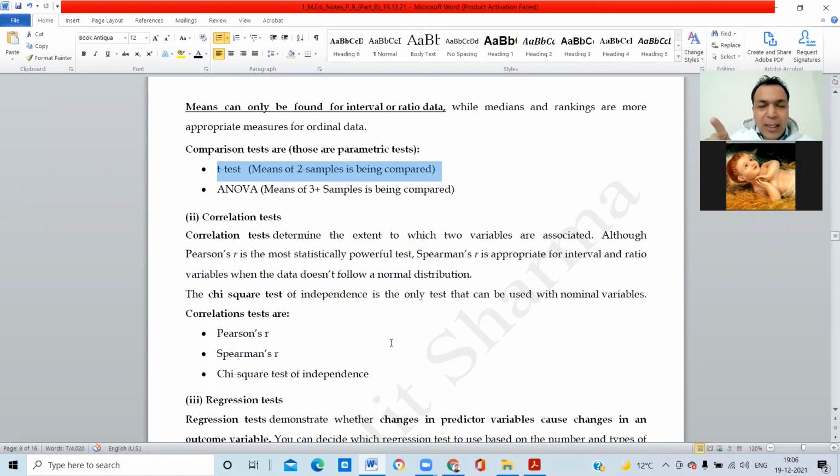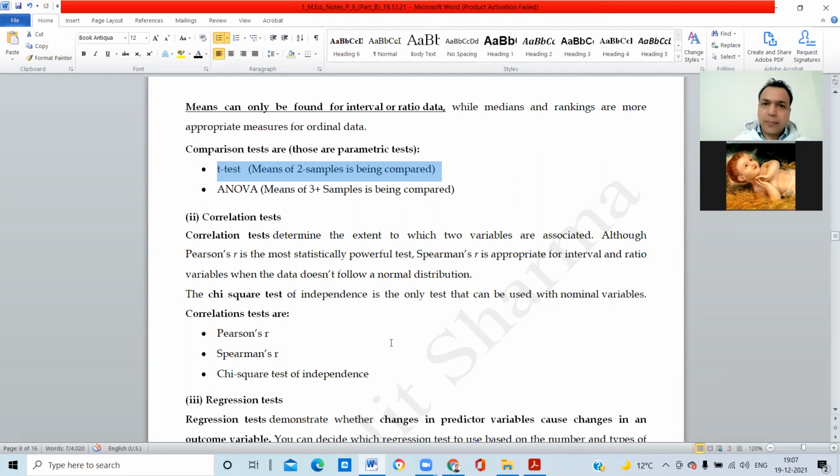When you compare the 7th class result of a convent school with a CBSE school or with the Punjab School Education Board, the 7th class students of the CBSE board, then there are two samples. When you want to see which school is better, which result is better, the 7th class result of the convent school, which is an ICSE board, and the 7th class result of the CBSE board, which is better? In that case, you use the t-test.